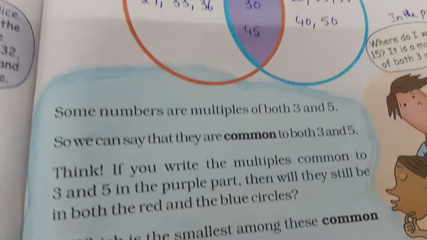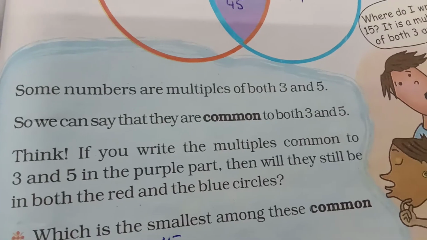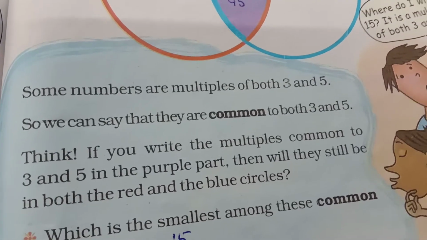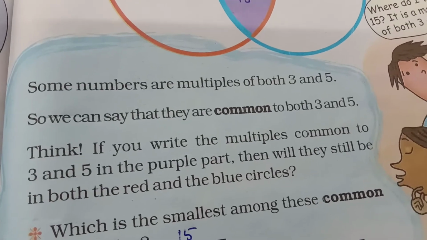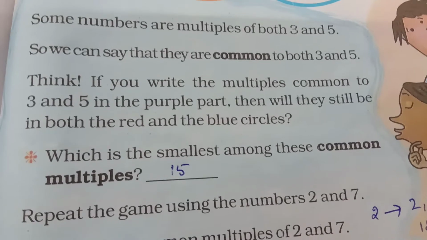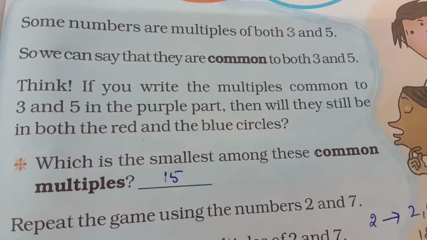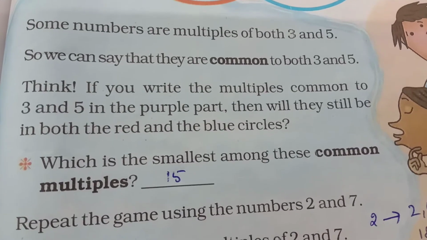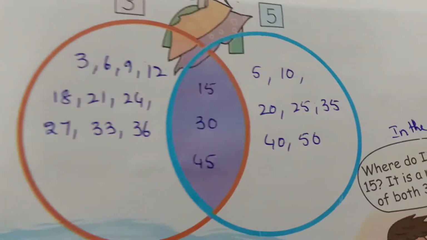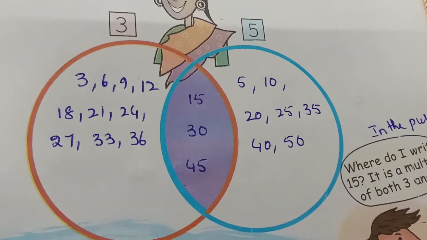Now down here some questions are there. Some numbers are multiples of both 3 and 5, so we can say that they are common to both 3 and 5. So we will call those multiples what? Common multiples. Think, if you write the multiples common to 3 and 5 in the purple part, will they still be in both the red and the blue circles? No, they are present only in the purple part, not in the remaining part of the red circle or in the remaining part of the blue circle.